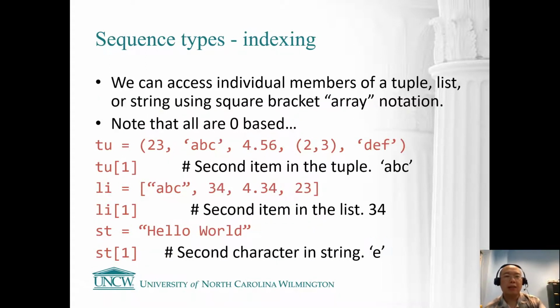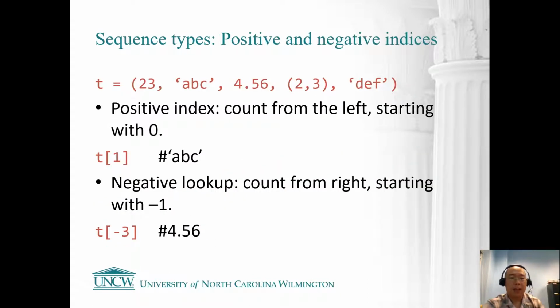Okay, and then the next part, indexing, is the same for all three data types. We can use square brackets with one integer value as the index to visit one member. So we have that on all three data types. For the positive and negative indexes, for 0 and positive indexes, we are counting from the left side, starting from 0. So the first one is 0, and then 1, 2, 3, etc.